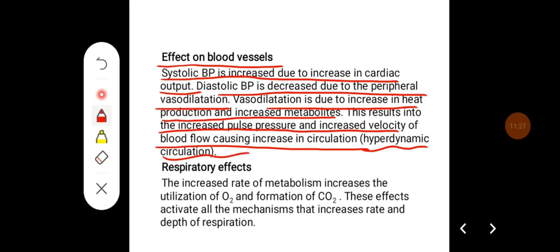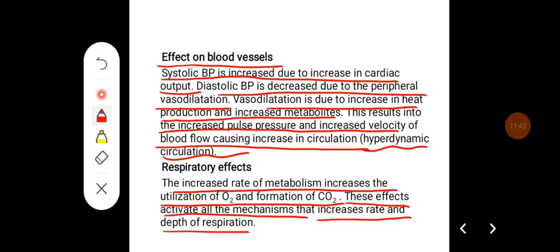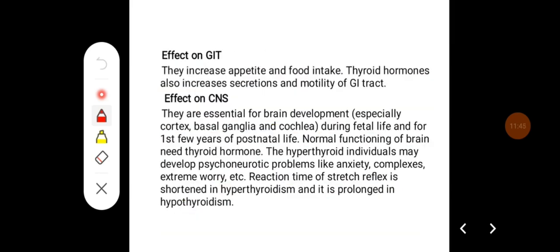Some of the respiratory effects: they lead to an increase in the rate of metabolism, increase the utilization of oxygen, and formation of carbon dioxide. These affect the activity of all the mechanisms that increase the rate and depth of respiration. Their effect on GIT: they increase the appetite and food intake. Thyroid hormones also increase secretions and motility of the GI tract.